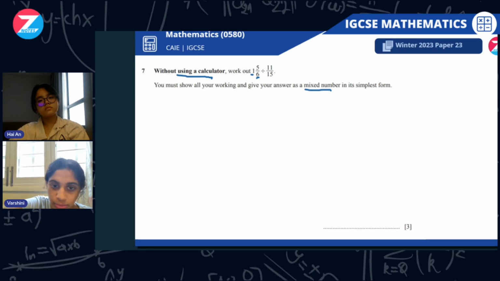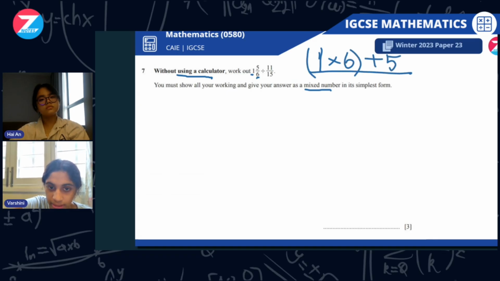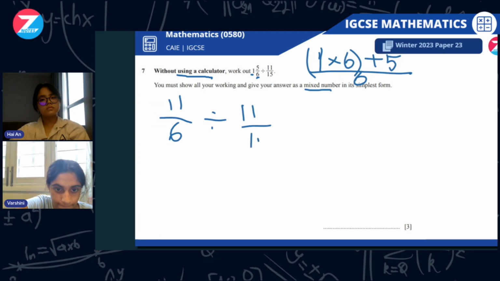So that's 1 times 6 plus 5, divided by the denominator. If we do that, just 6 plus 5, which is going to give us 11/6. So that's our first number, 11/6. And now that is being divided by 11/15.